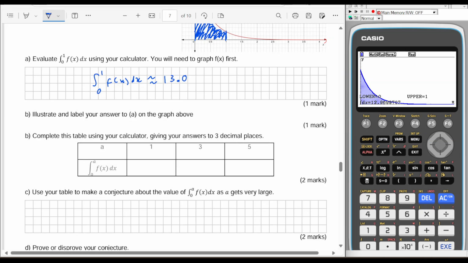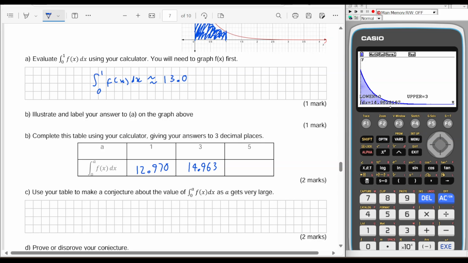We already had this one. So that was 12.970. The integral from 0 to 3, 14.963. Is that a 3 after? I can't tell if that's a 3 or an 8. I think it's an 8. 14.963.